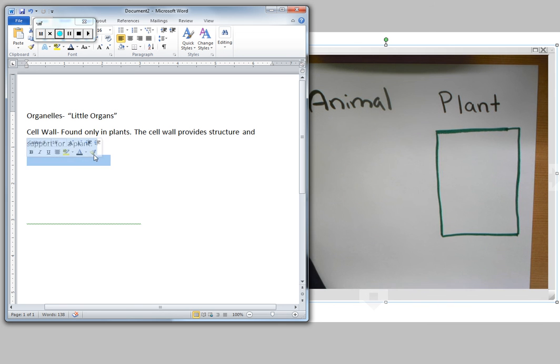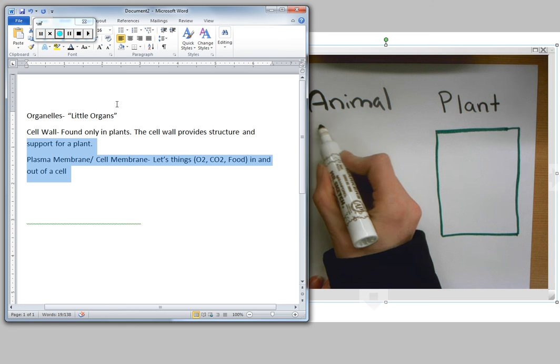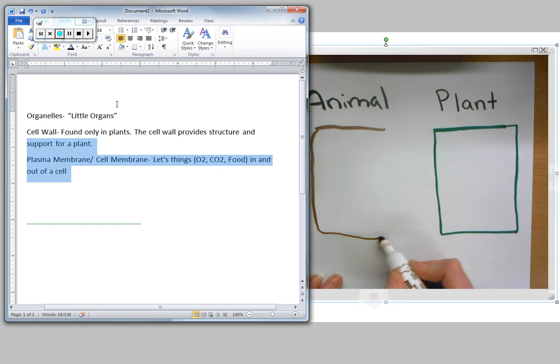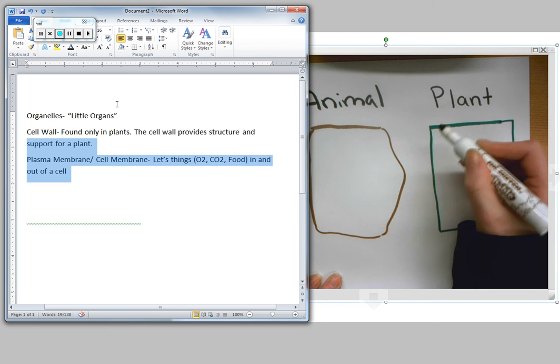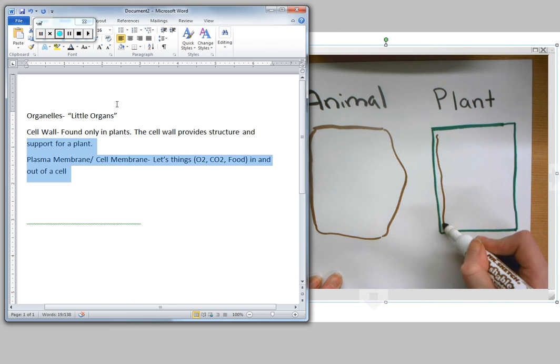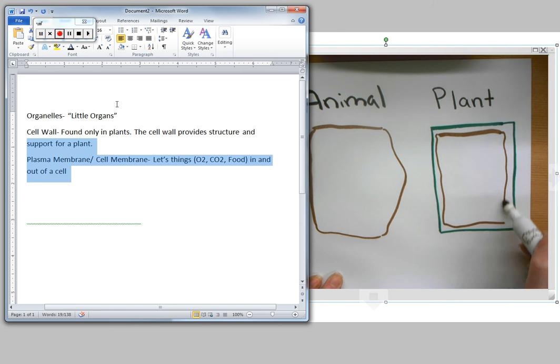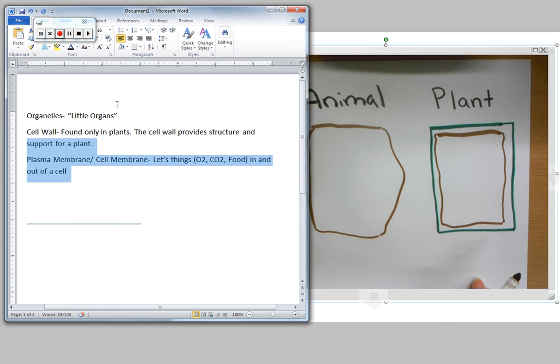The next organelle that we're going to talk about is called the cell membrane, or the plasma membrane. And the cell membrane, or plasma membrane, is found both in animal cells and in plant cells. The plasma membrane lets things like oxygen, carbon dioxide, and food in and out of the cell. So it tells things what can and cannot come in.